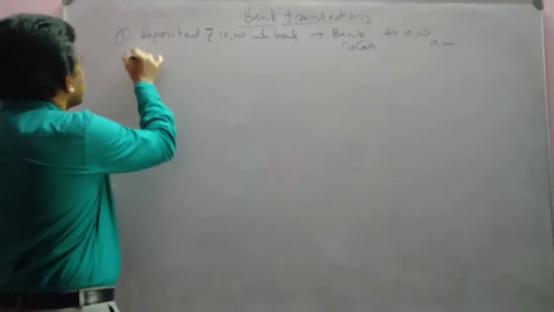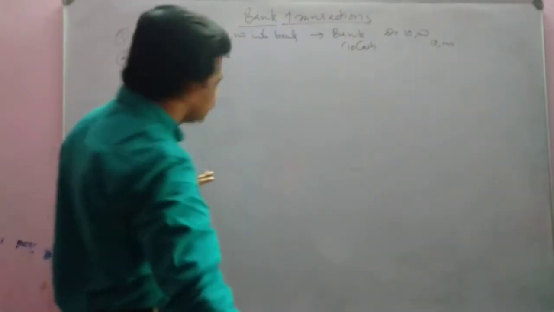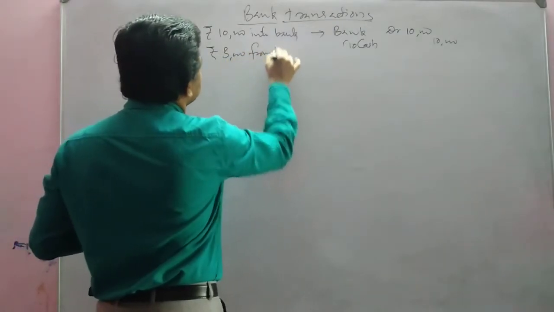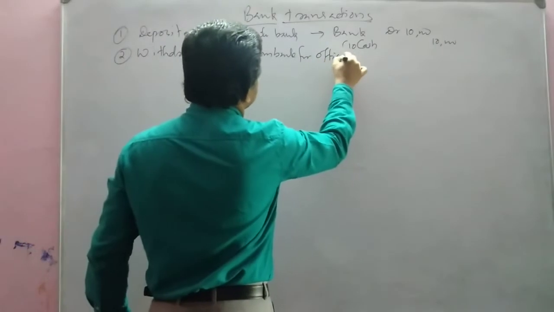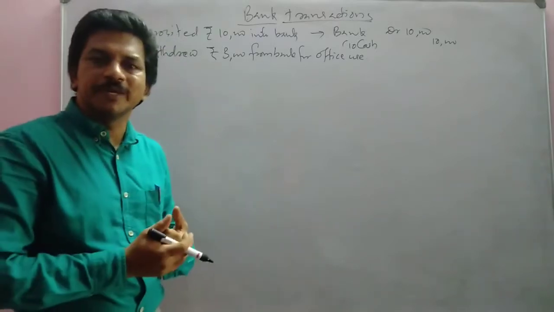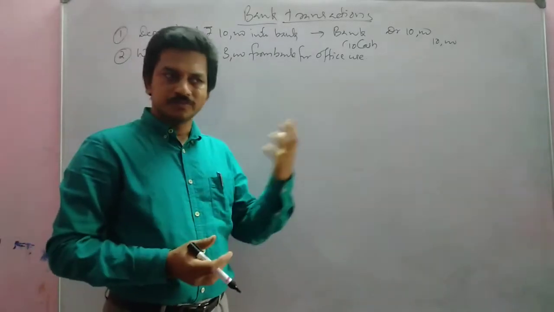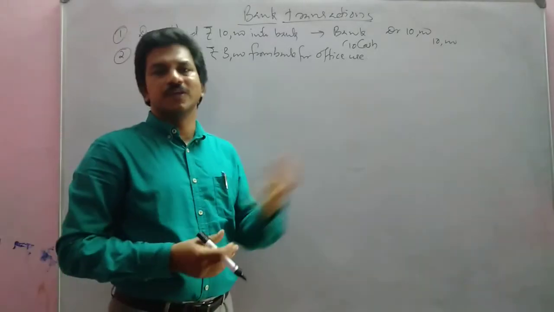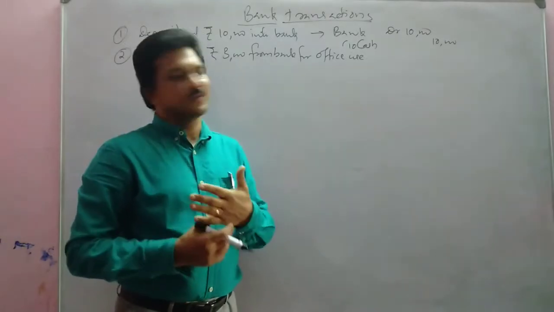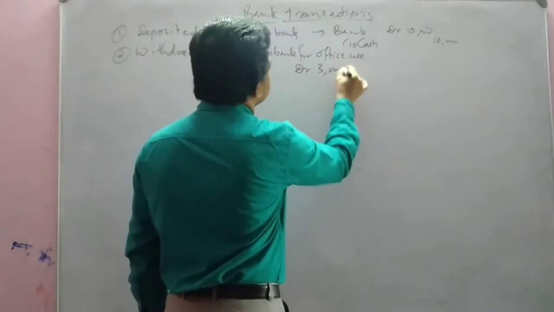The next: withdrew rupees 3,000 from bank for office use. We withdrew money from the bank for our business use. This is not withdrawn by the owner; the business withdrew. When we withdrew the money, cash comes in. We received the cash. Cash is an asset account, and the real account rule says debit what comes in. So we write Cash debtor 3,000.